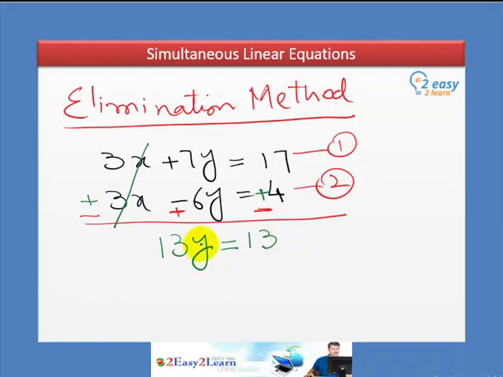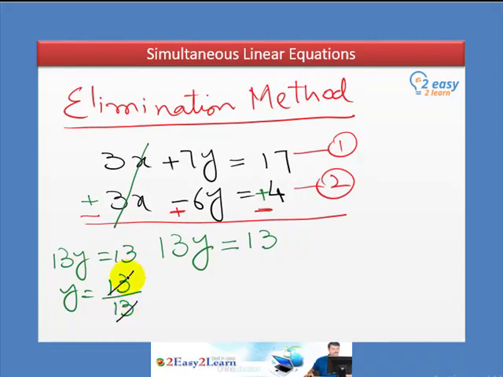Now it will become a single variable equation, 13y, because we have only y. So 13y is equal to 13. 13 will go to the other side, or you can divide both sides by 13, and 13 ones are 13. So the value of y is equal to 1. So this is the unique answer of y.